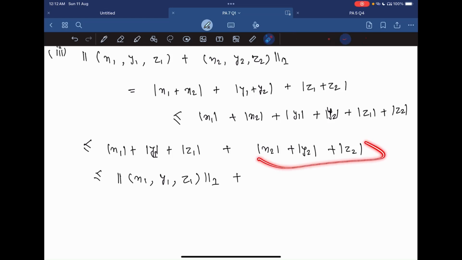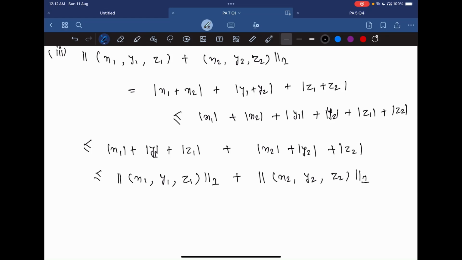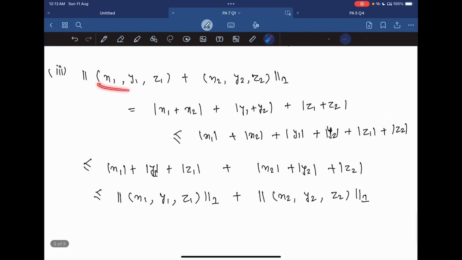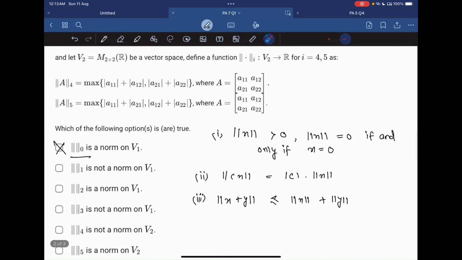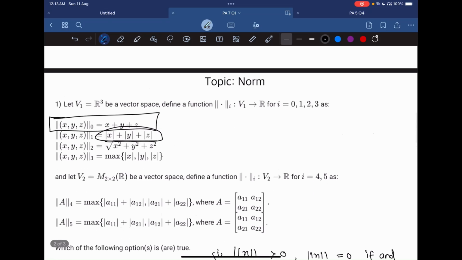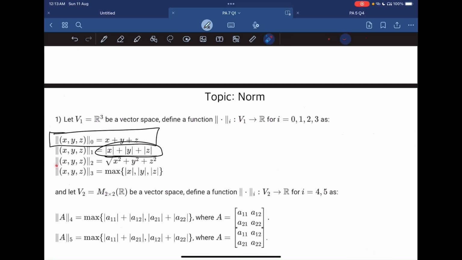While the second quantity refers to the function value with respect to x2, y2, z2. So we have proved the last condition of the norm, that is the triangle inequality. As this function satisfies all three conditions, it is classified as a norm. While the option says it is not a norm, so it is the wrong option. Now let's check the third.